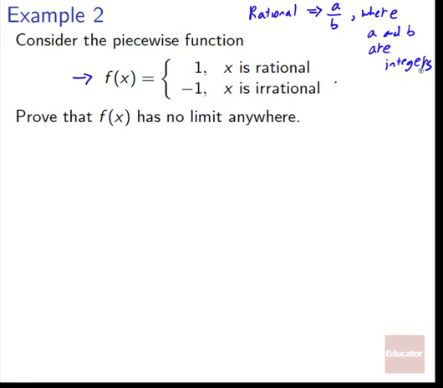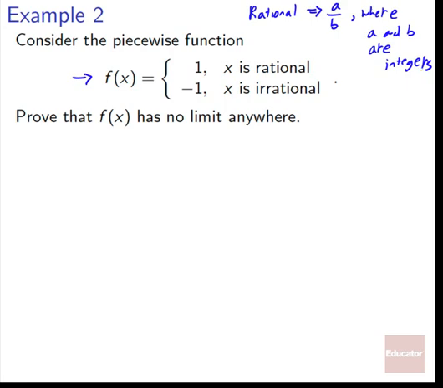stop, and that's still going to be a rational number because it's technically an integer divided by an integer, right? It'll be a large integer divided by a large power of 10, but it's still technically an integer over an integer, so it's going to be a rational number. So what that means is rationals and irrationals are right next to each other everywhere.